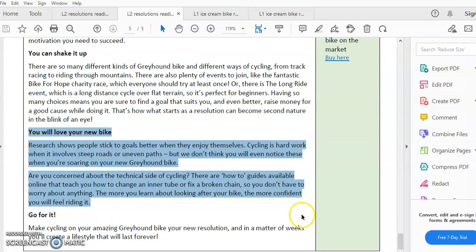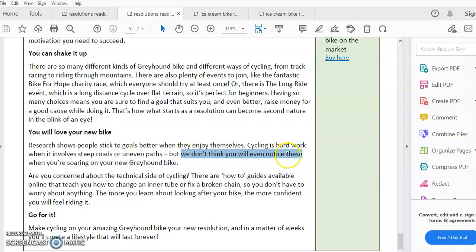Tell you what, pause the video and see whether you can identify 3. Okay, so we could have, we don't think you'll even notice these. Could be an opinion, could be a biased statement. As could when you're soaring along on your new Greyhound bike. Because all of this is going back to their overall opinion that these bikes are brilliant. And it's a good idea to have an overview of the text for this very reason. It's good to be able to think about the entire text, not just a bit inside the section, and think, okay, so what are they trying to do here? Obviously, we're only taking stuff from this section though.